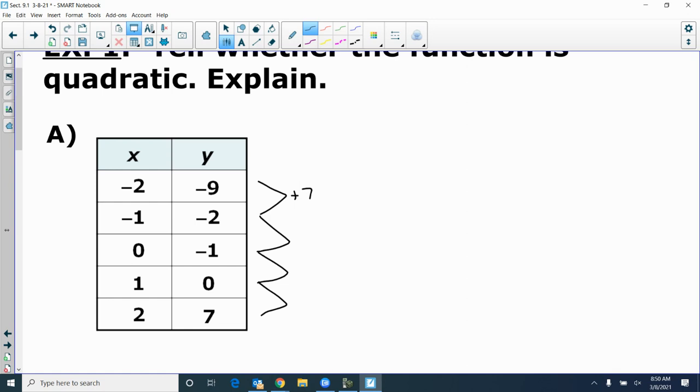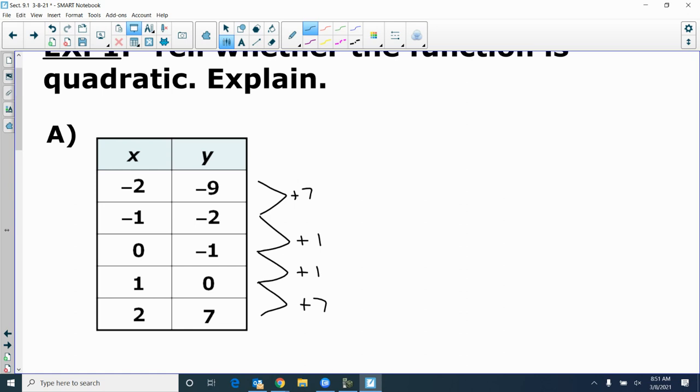-2 to -1. Sam, how do I get from -2 to -1? Is it +1? +1. How do I get from -1 to 0? Okay, that's also +1. And then 0 to 7 is +7. Make sure that makes sense. Those are your first differences. They're not a constant. If they were a constant, it'd be linear. Now we got to test it to see whether it's quadratic by testing the second differences. Okay, that'll tell us whether it's quadratic.